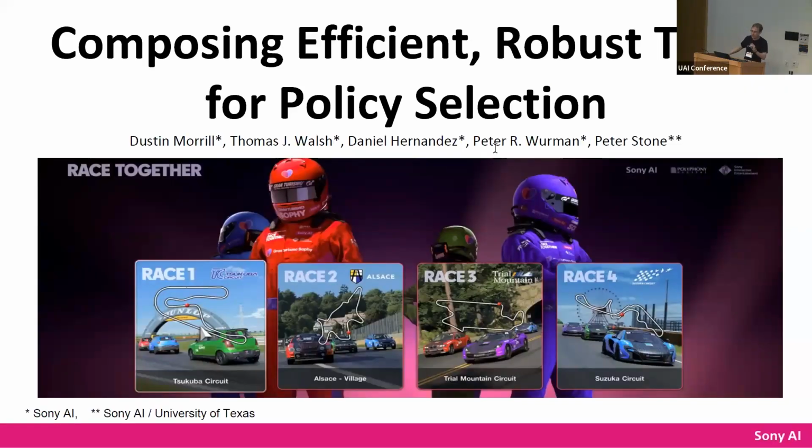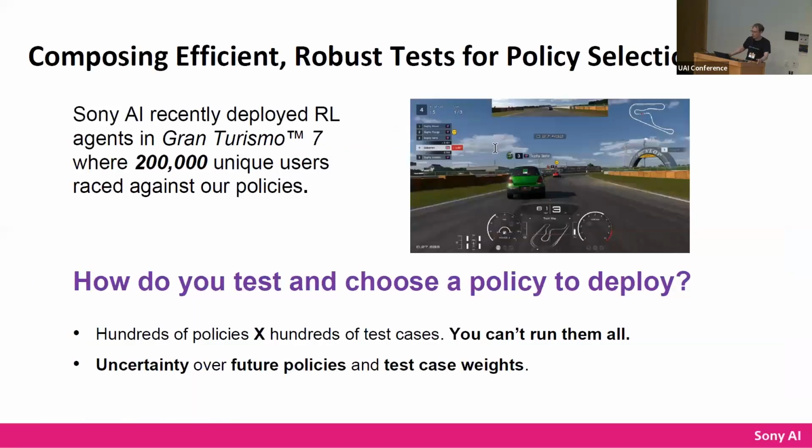Okay, hi, I'm Tom Walsh. I'm from Sony AI. I'll be talking about composing efficient, robust tests for policy selection with my co-authors at Sony AI. So this paper is born out of a real production problem. Back in February, Sony AI deployed reinforcement learning trained agents into the game Gran Turismo 7 on the PlayStation, and 200,000 unique users raced against our policies.